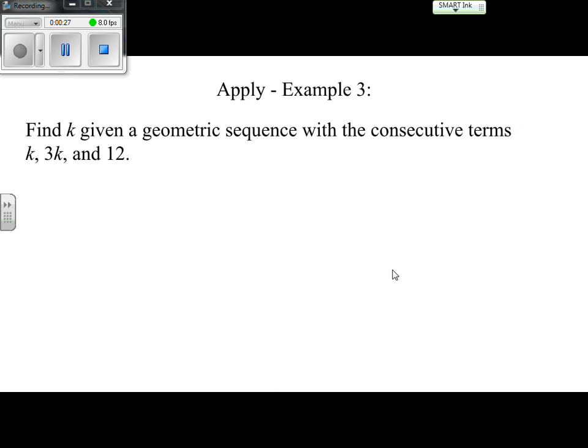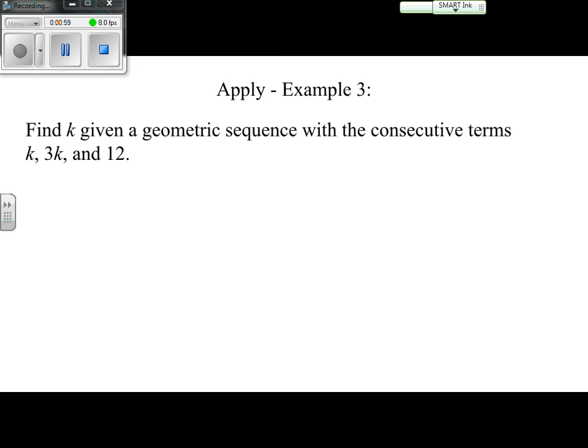So looking at this example, example 3 here, we are asked to find k given a geometric sequence with the consecutive terms k, 3k, and 12. We looked at a very similar example to this a couple videos back when we were talking about arithmetic sequences. And we have three numbers in a row. Consecutive means in order. So if I was talking about numbers on a number line, that'd be like 1, 2, 3. I'm not jumping around to something like 7. That would not be consecutive. So next to each other.